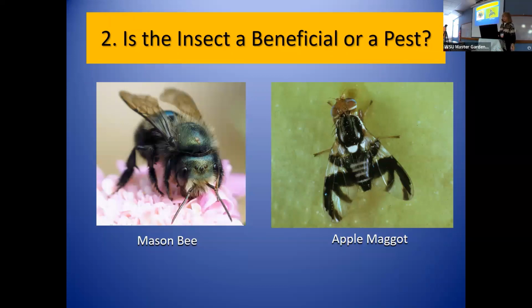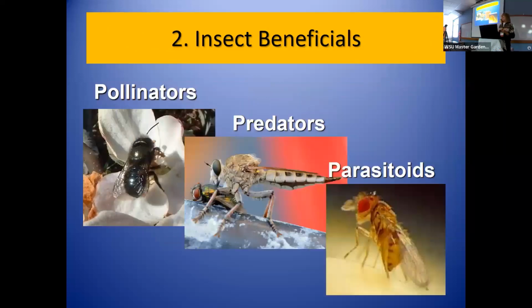Okay, so now we've identified our insects. So our second step in IPM is to determine, is this insect a pest or is it a beneficial? So beneficials have a positive effect on your fruit trees. And basically, the beneficials will fall into one of these three categories: pollinators, predators, or parasitoids.